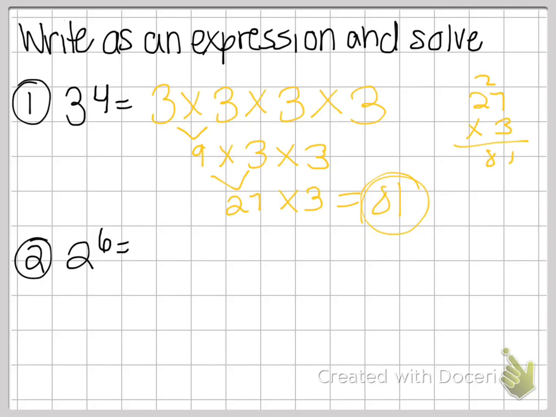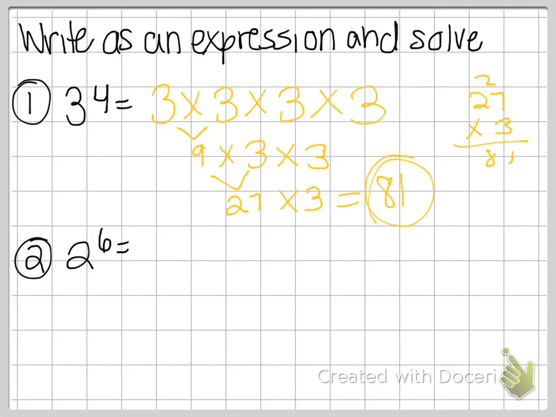So 3 to the 4th power equals 81. A lot of the times kids make the mistake and just think to multiply 3 times 4 and get 12, but that is absolutely incorrect. As you can see here, we're not just doing 3 times 4, we're doing 3 times itself 4 times.